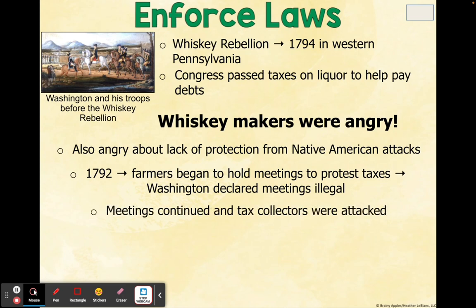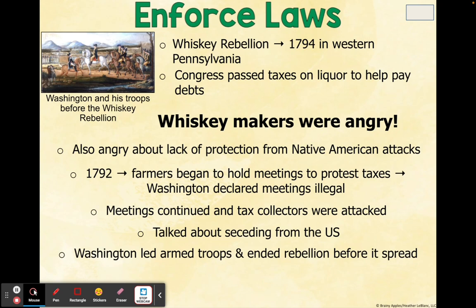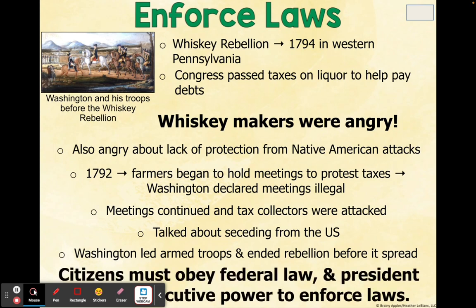Washington said these meetings are illegal. Tax collectors are attacked. They talked about seceding from the United States. So Washington himself gets on a horse and leads armed troops to end the rebellion before it spread. And what this did was set the idea that citizens have to obey laws passed by the federal United States government. And it's under the president's executive power to make sure that those laws are enforced.